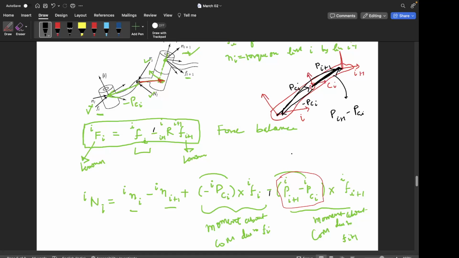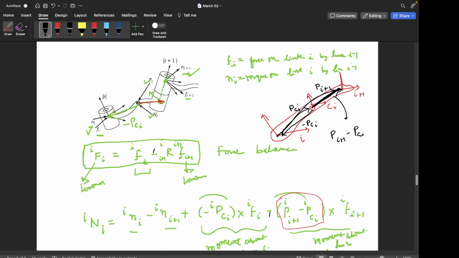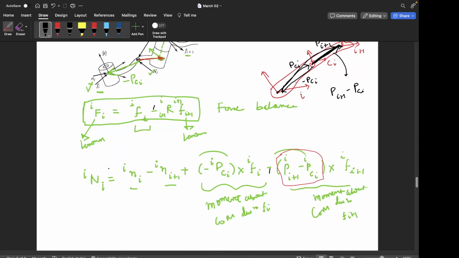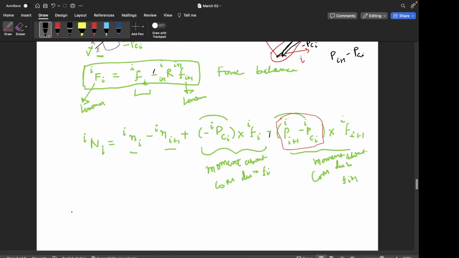Force balance, you have to listen again, right? Okay. So imagine what is happening here. Just isolate this body. When you are in confusion, isolate and draw a body, right? This is the link. This is the center of mass.